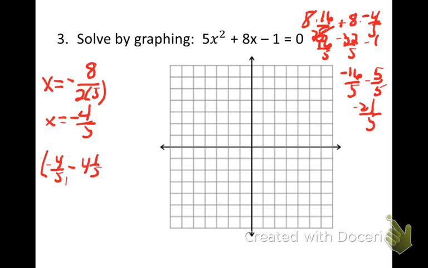So it's going to be really difficult to graph, so probably not a good one to solve by graphing, but so negative 4 fifths, negative 4 and 1/5. 1, 2, 3, 4, especially with this thing, it's kind of hard to graph anything there. So somewhere close to that, I guess.